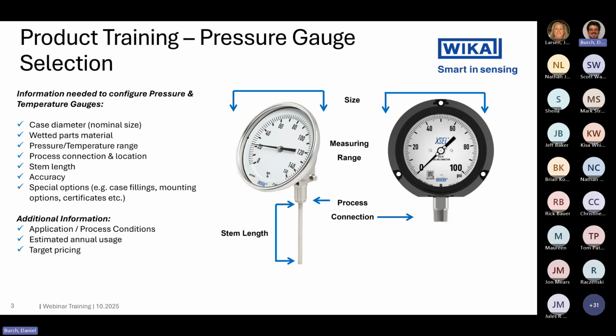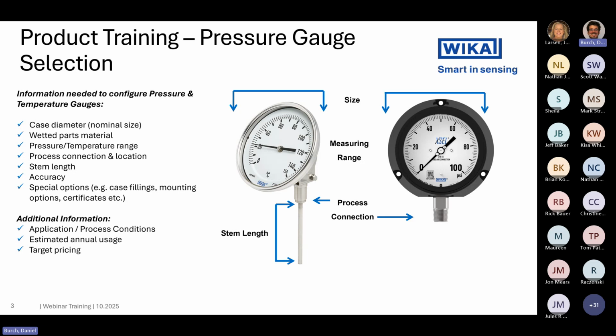Other additional information that would be needed: application and process conditions. So for something like hydrogen sulfide, you're not going to use a brass gauge on there. It's going to eat through it. So, you're going to need to go with a stainless steel in that case. Going back to what I was saying, even with the fill fluid, in the application, is there high vibration? Is it going to be indoors? Is it going to be outdoors? Any types of information that you can provide are going to help us narrow down and give you the right gauge for the job.